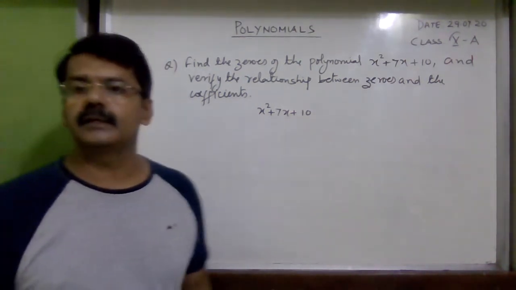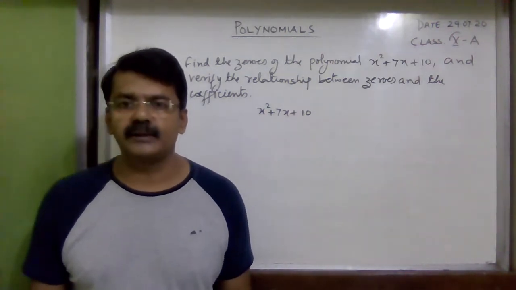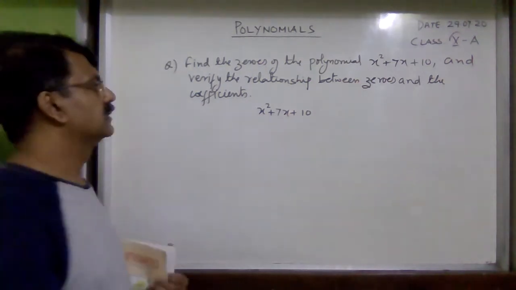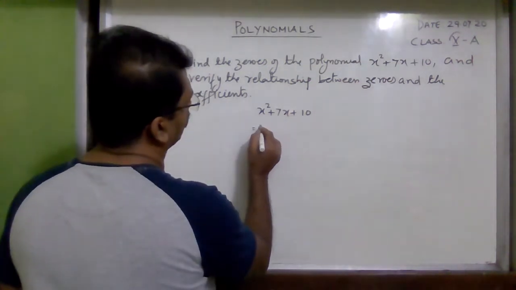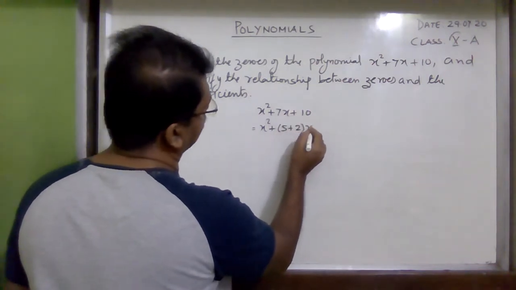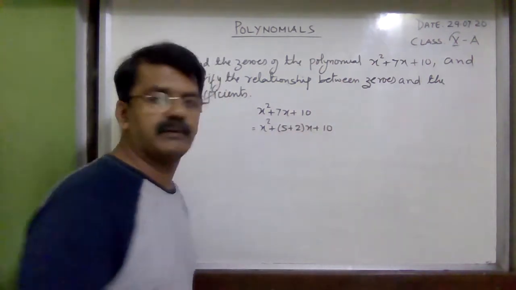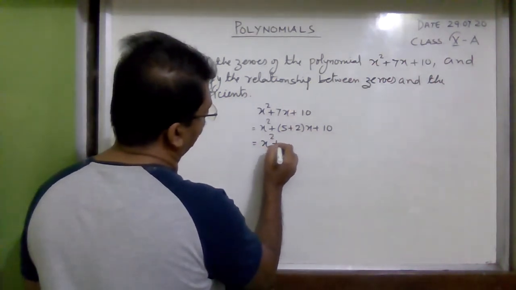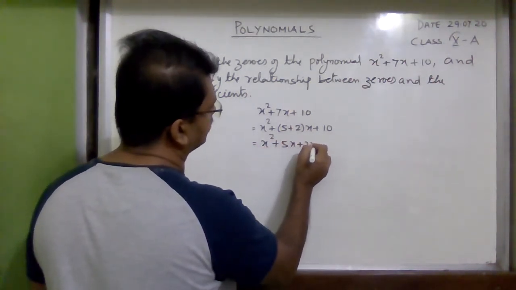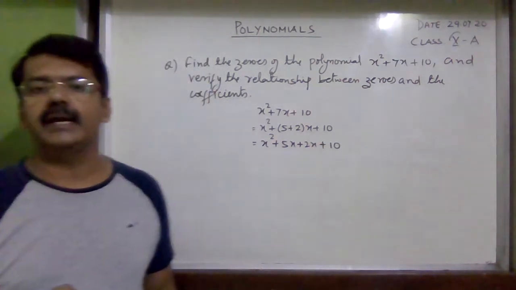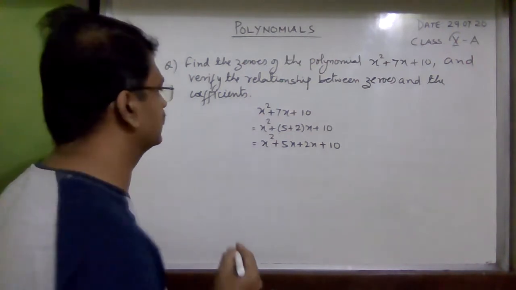You know the method. There are two numbers, 5 and 2. When they are multiplied, they give you 10 and their sum is 7. So here you write x square plus 5 plus 2 into x plus 10. Instead of 7, I have written 5 plus 2. Now you open the bracket: x square plus 5x plus 2x plus 10.